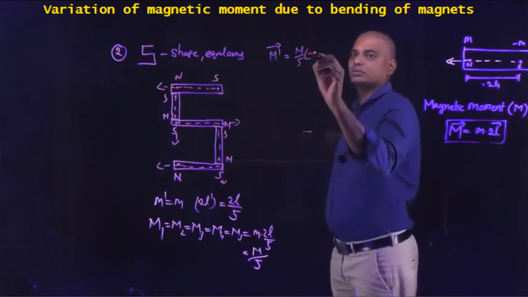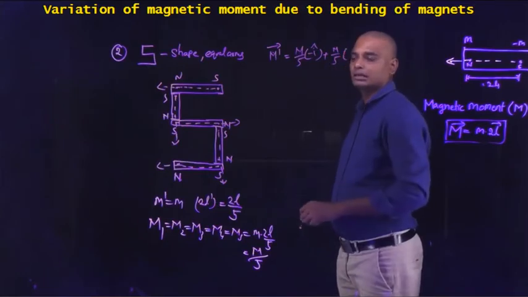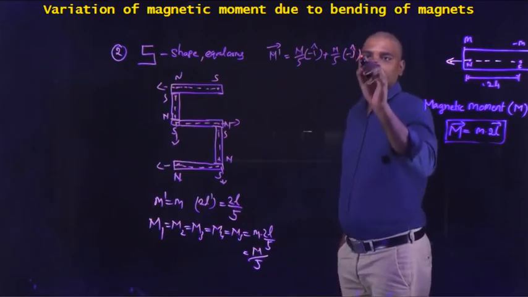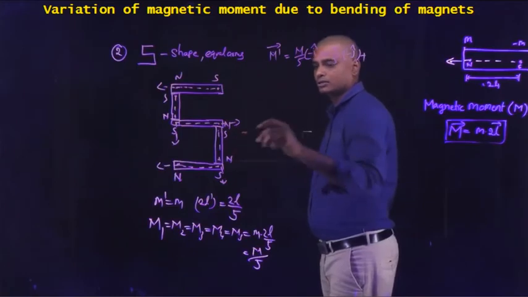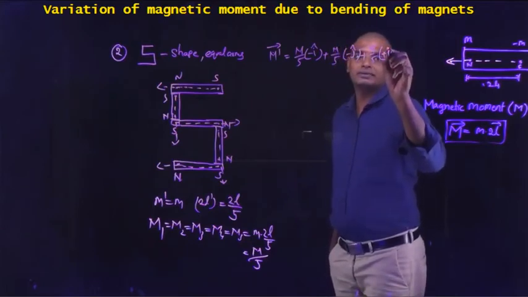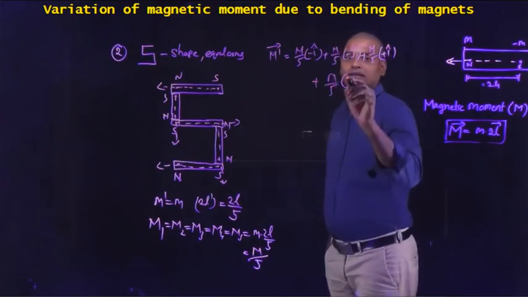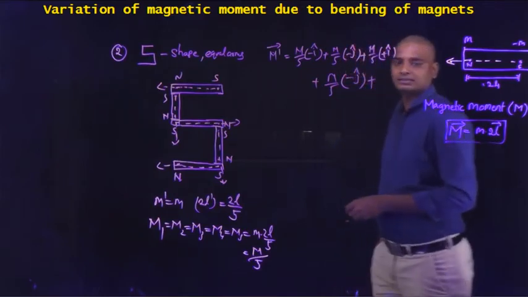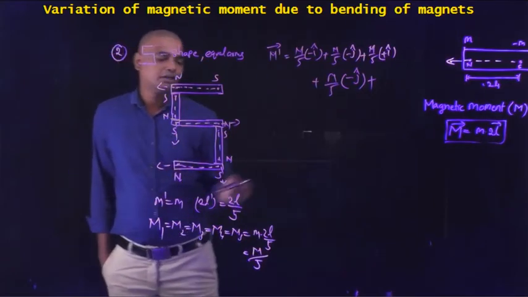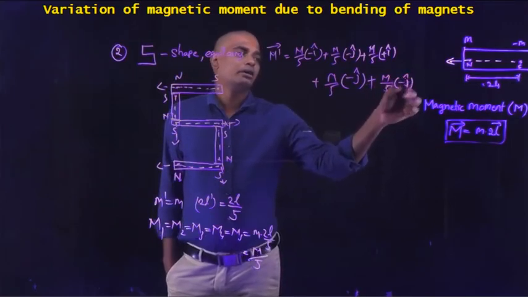In negative x-axis is minus i cap, plus m by 5 for the second arm, whose direction is negative y-axis, so minus j cap, plus m by 5 for the third one, whose direction is positive i cap, plus for the fourth segment, m by 5 into negative y-axis, minus j cap, plus for the last term m by 5 with a negative x-axis, so m by 5 into minus i cap.